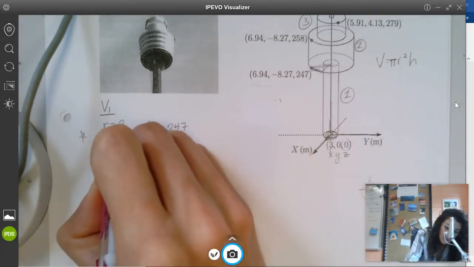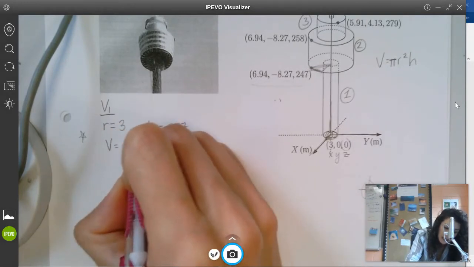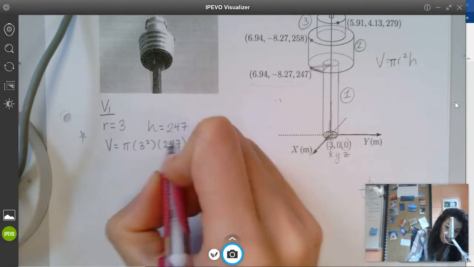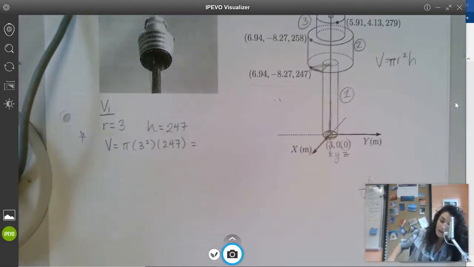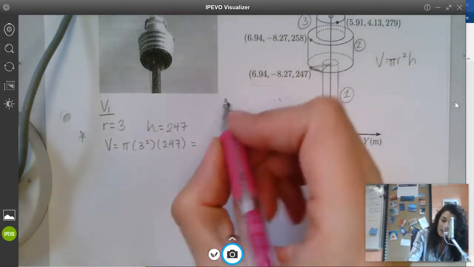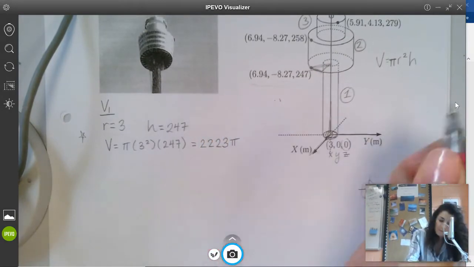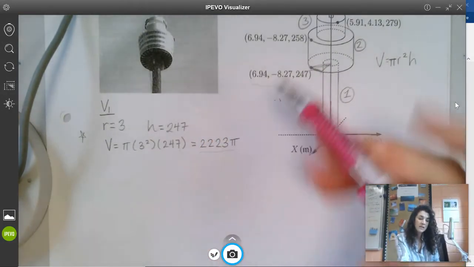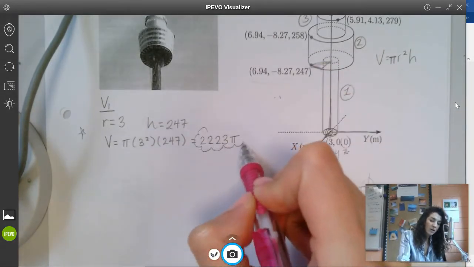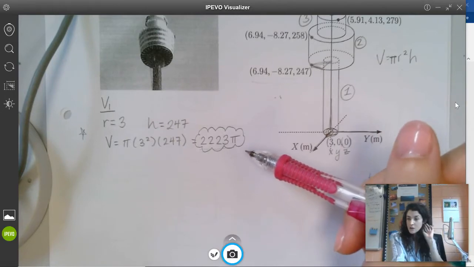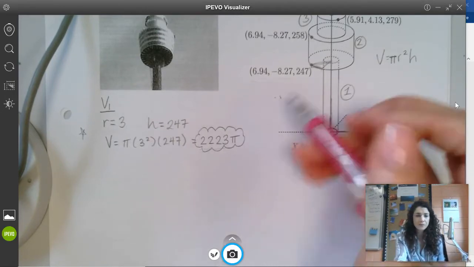So if I put this all together for my volume, that's pi times radius squared times 247. I'm going to leave it in terms of pi because I know that this is not the last time I'm going to use this number. I'm going to use this number later on for my total volume. So I'm going to leave it in terms of pi so that way it's easier to use my exact value.